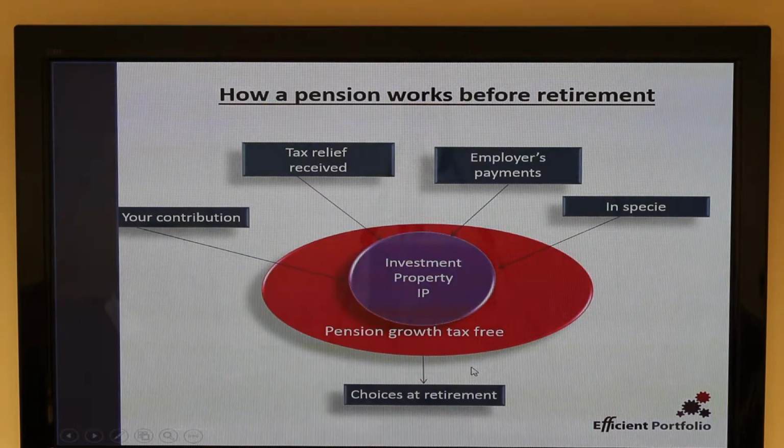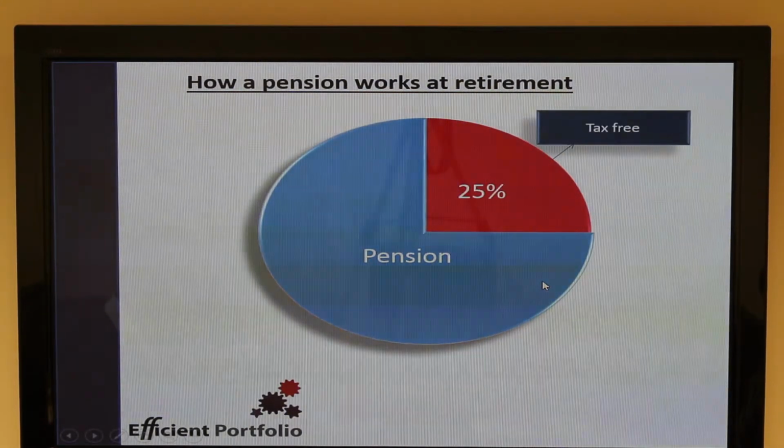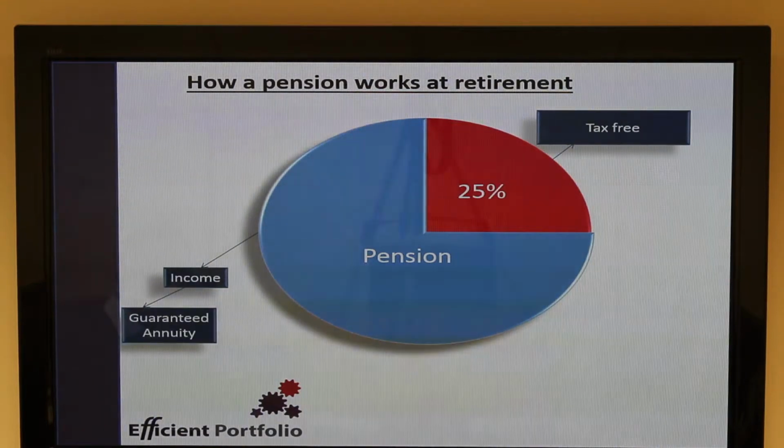But as and when you then get to retirement, you've saved up this big lump of money. 25% of it is available as a tax-free lump sum from the age of 55 at the moment, but it will be rising to 57. And then the remainder needs to buy you an income. Traditionally, that meant you bought an annuity, so that's a fixed guaranteed income for the rest of your life. You can't increase it, decrease it, stop it or start it, it's fixed.